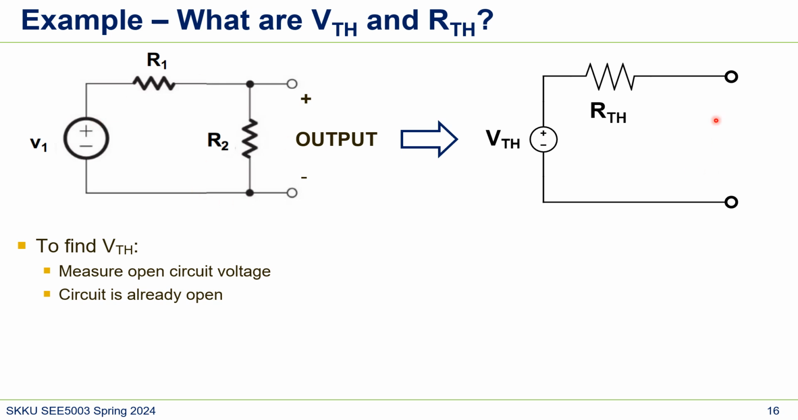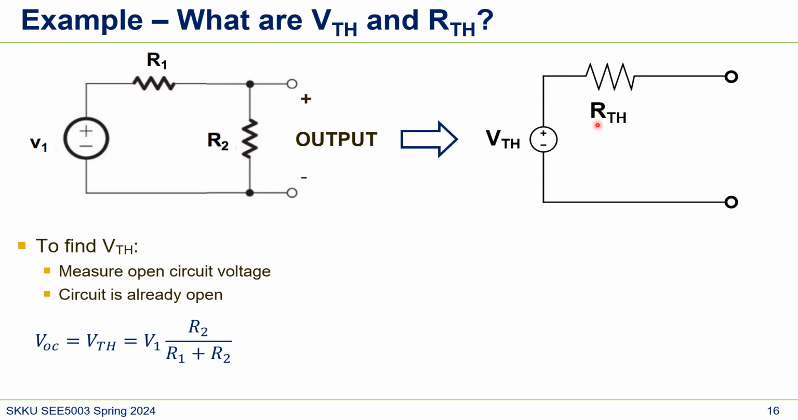To convert the circuit to Thevenin equivalent, first what we have to do is get a VTH. The way to do it is, so here's the output node. Measure the open circuit voltage. So this is already open circuit, right? And if we calculate the voltage here, this is a voltage divider, so VOC, which means open circuit, is actually the VTH that we want to get. And so it will be a voltage divider between resistors. So V1 times R2 over R1 plus R2. So this value will go here.